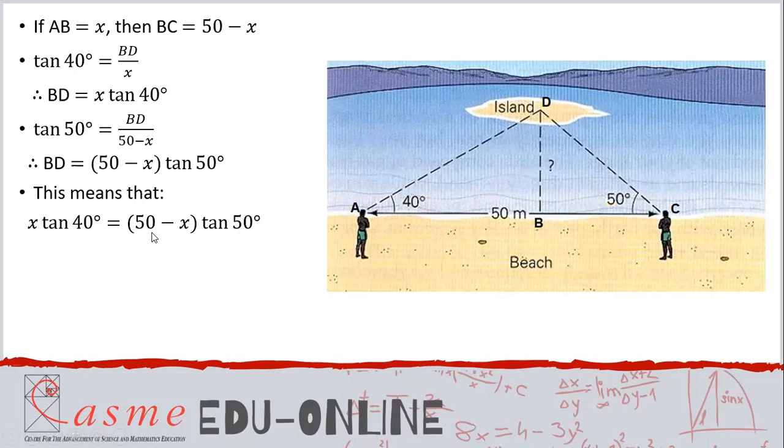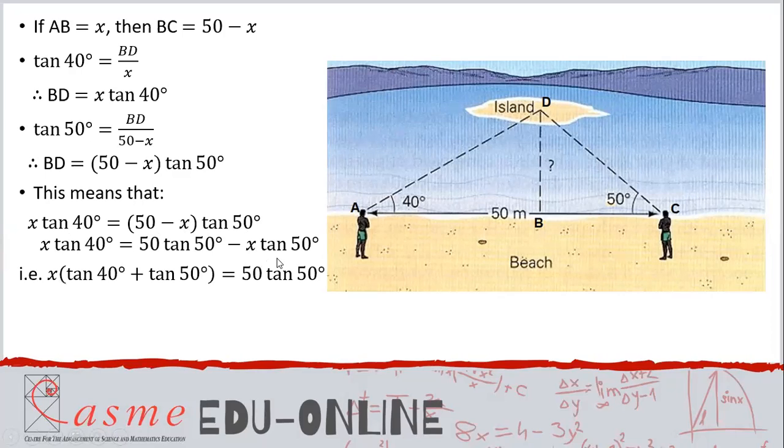On this side, I've got a binomial and a monomial outside. So what am I going to do? Multiply what is inside by what is outside. So now I've got the left-hand side as it was, X tan 40 degrees, is equal to 50 multiplied by tan 50 degrees, minus negative X multiplied by tan 50, it's minus X tan 50 degrees.